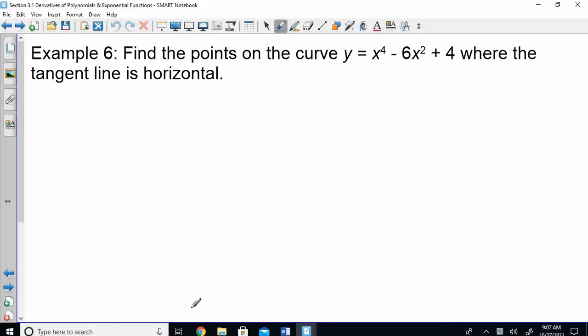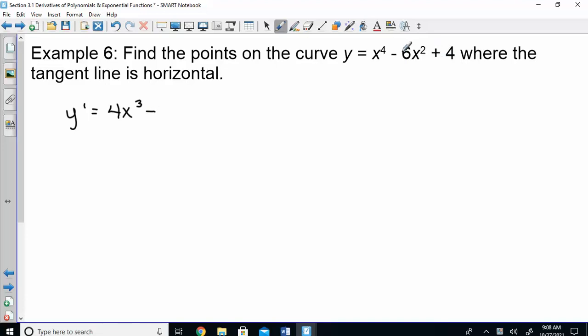So our next example asks us to find all the points where the tangent line is horizontal. If the tangent line is horizontal, what does that tell me? Slope is 0. To get the slope, we do the derivative. So exponent comes down, subtract 1 from the power, so we get 4x to the third minus.